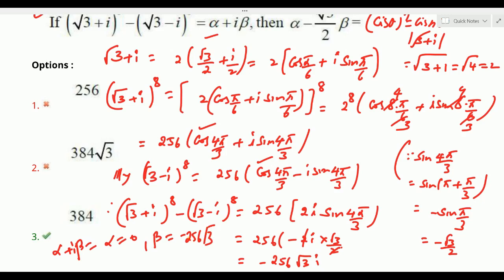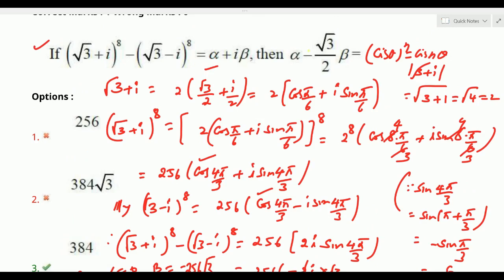So what do we want? We want the result alpha minus root 3 into beta. Alpha value we got as 0. 0 minus root 3 by 2 into beta value, which we got as minus 256 root 3. Is that all? What happens here? 256 cancels in this one. Therefore, this resultant is 256 times.